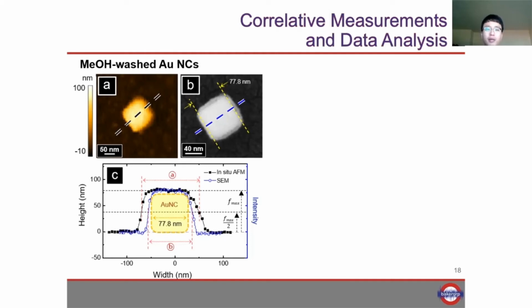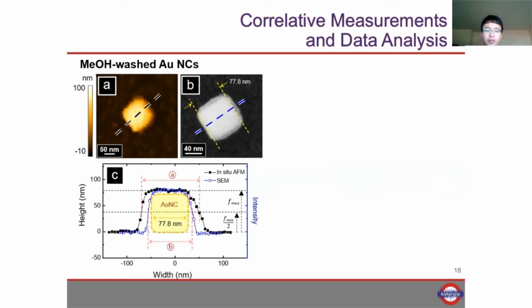So the core diameter of this single gold nanocube, its edge length, can be measured from the SEM image, as shown with the yellow dashed line in figure B, where the edge length was 77.8 nanometer. So it means that the height of this nanocube is also 77.8 nanometer. Accordingly, in figure C, a cartoon of a nanocube with 77.8 nanometer height was illustrated at the center.